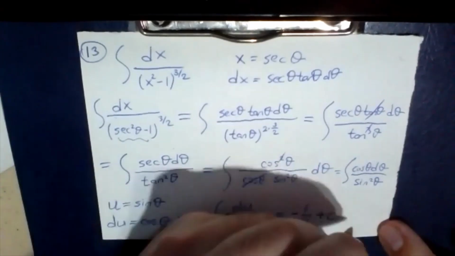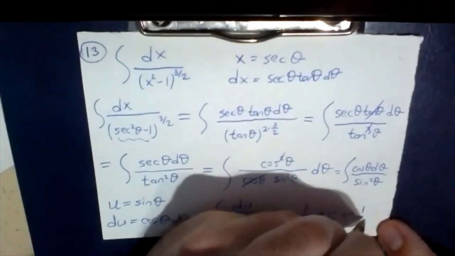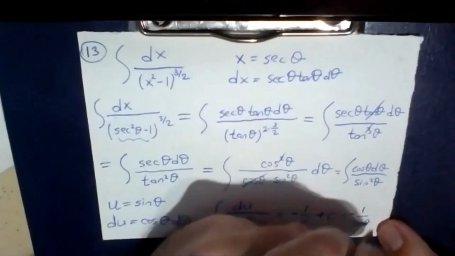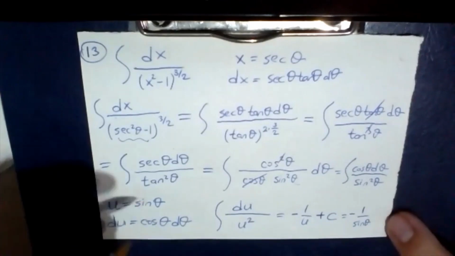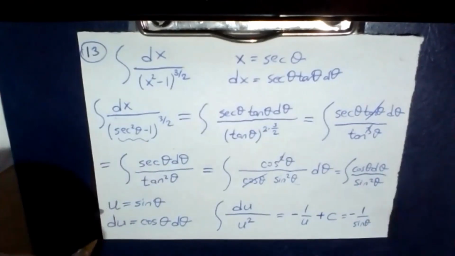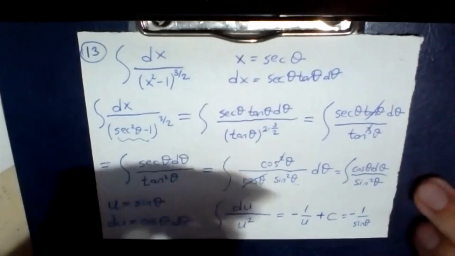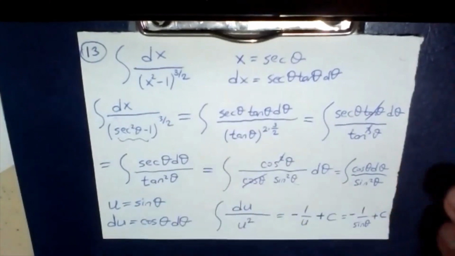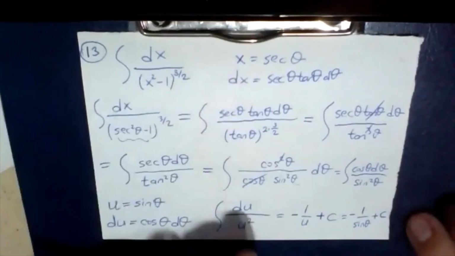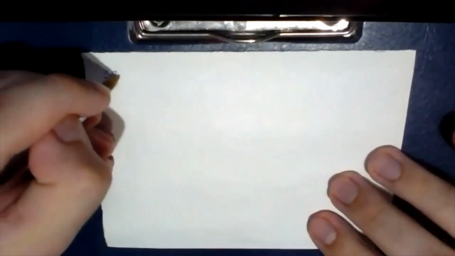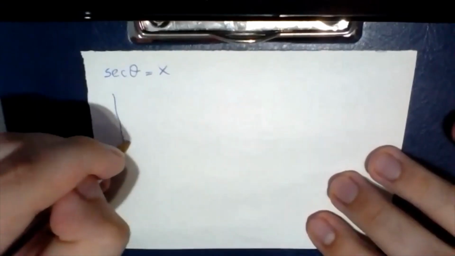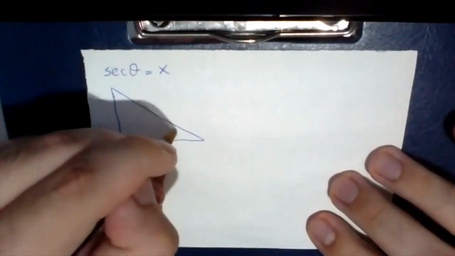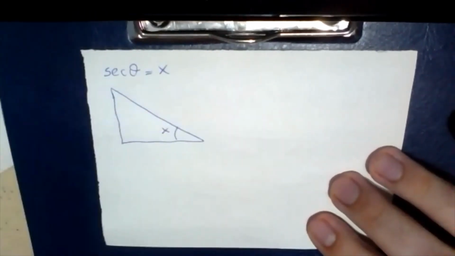Since u is equal to sine theta, we can write it as minus 1 over sine theta plus a constant c. We have x is equal to secant theta. Secant theta is equal to x. So draw a triangle such that this is satisfied.